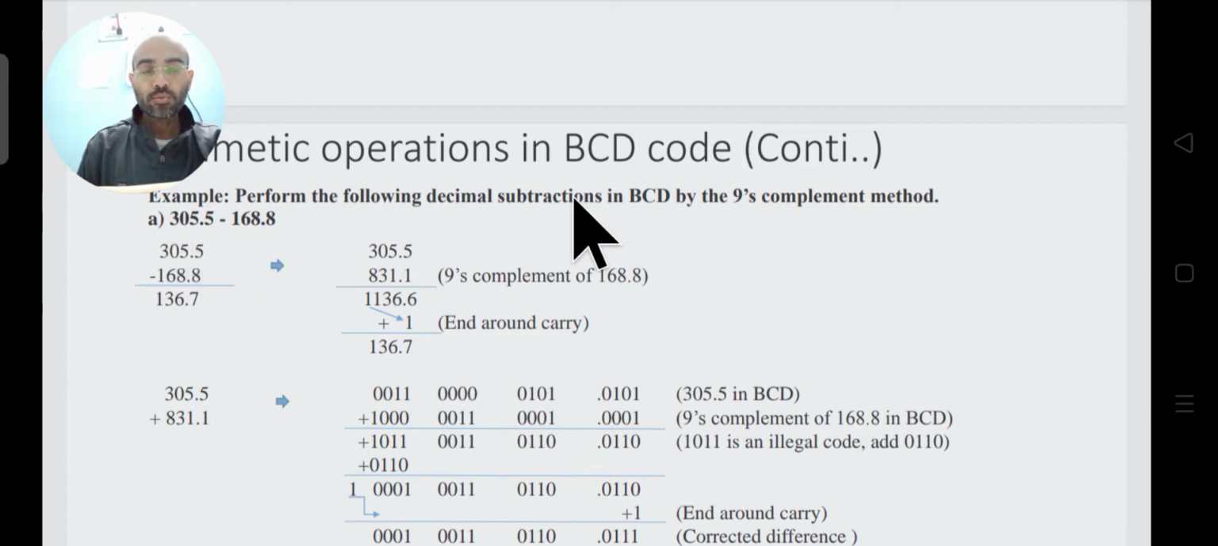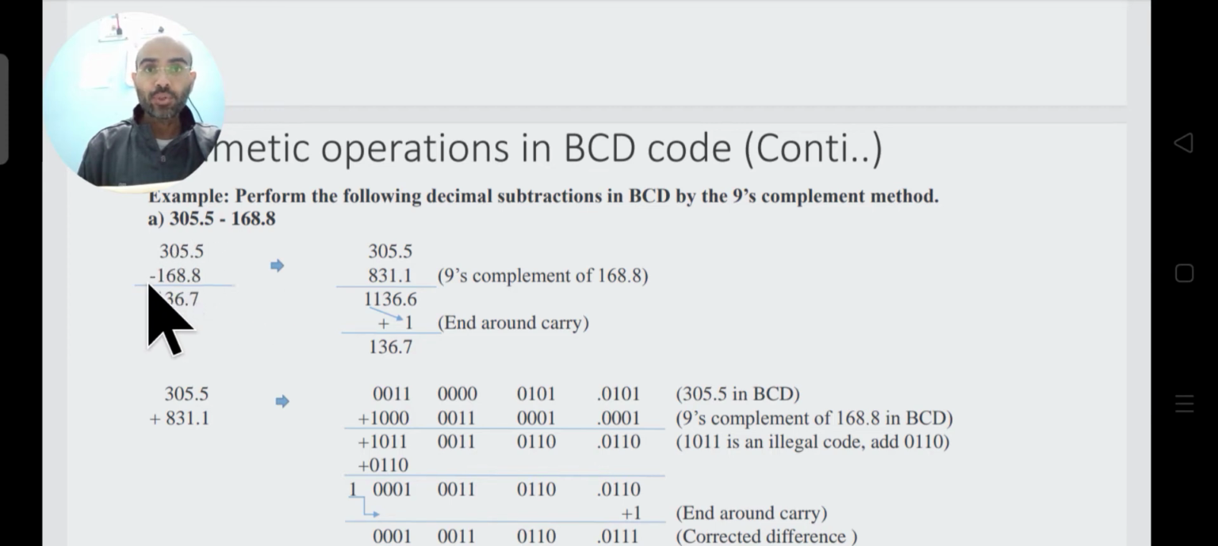To perform the subtraction in 9's complement, the only thing we need to consider extra is that we need to represent the other number, which needs to be subtracted, in its 9's complement. So how to do that? Let us say if I perform the subtraction of these two numbers in decimal without using any complement method, then the subtraction answer should be 136.7. I won't explain everything in detail. You know it.